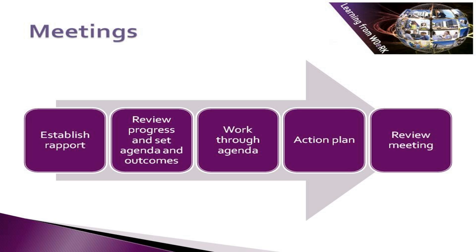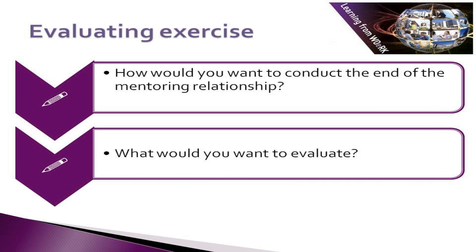And finally, it's often useful just to review the effectiveness of the meeting. What has been helpful? What is not so helpful? Do you want to change anything about how you're working together? In later sessions, we'll examine in more detail the ways that you can fulfill the different roles of a mentor in these meetings. And lastly, let's start to think about evaluating. Write down how you would want to conduct the end of the mentoring relationship and what you would want to evaluate in order to learn the most from the experience.